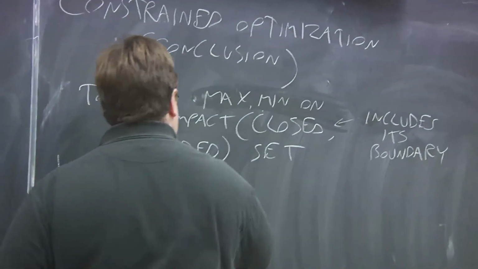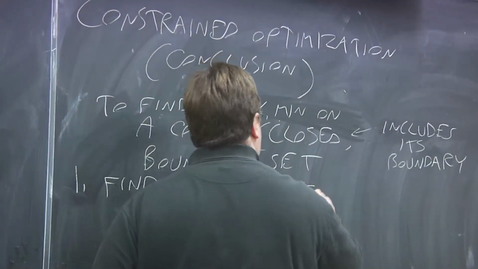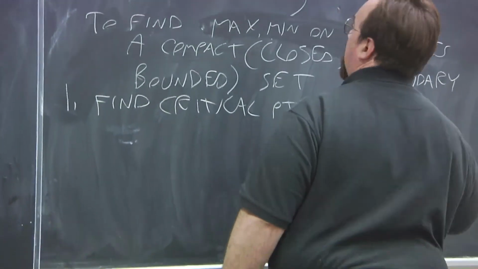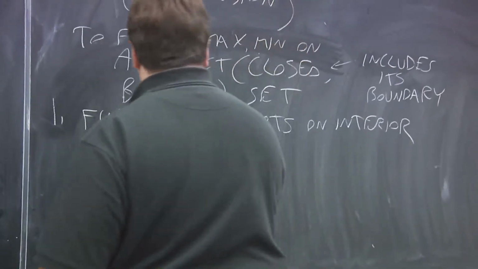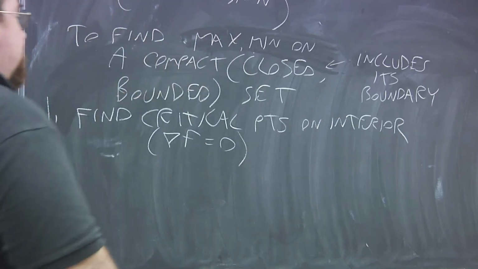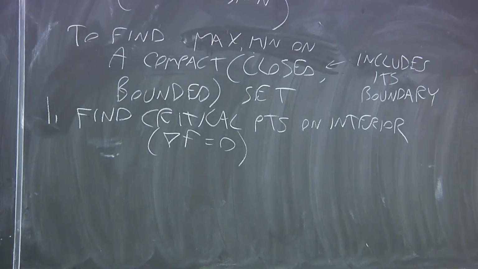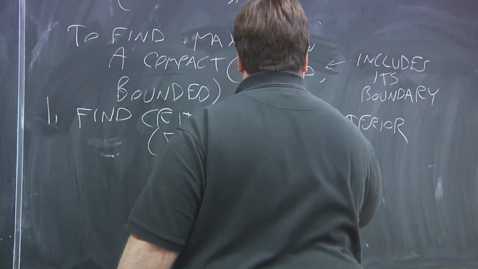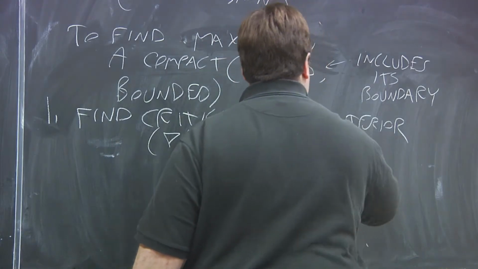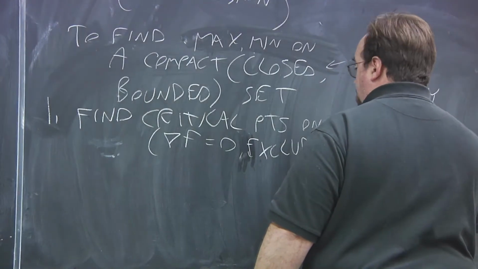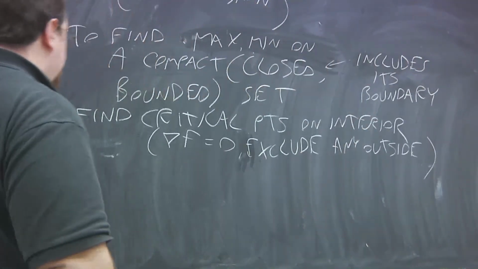Find any critical points on the interior. Okay, so that's the usual procedure. You find where the gradient is equal to 0. So what you do is you find all points where the gradient is equal to 0. And if there are any that you find that are outside of the set, you just toss them away.